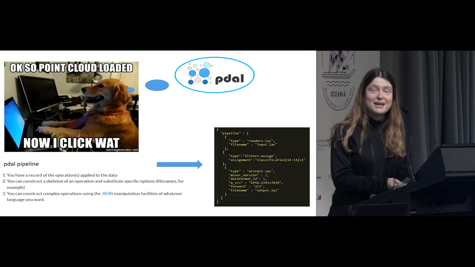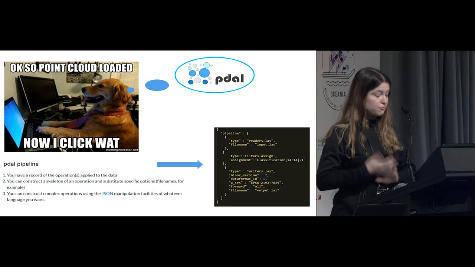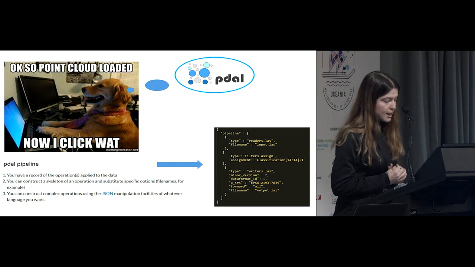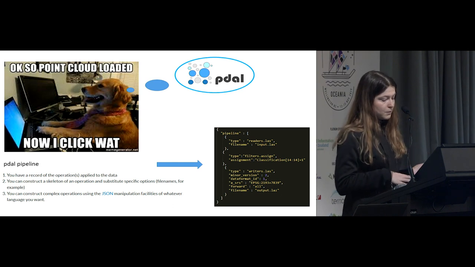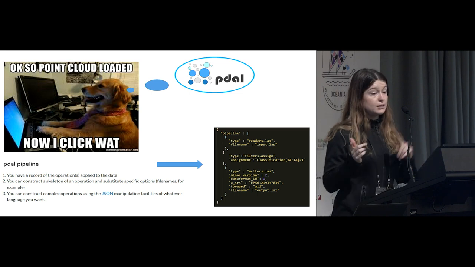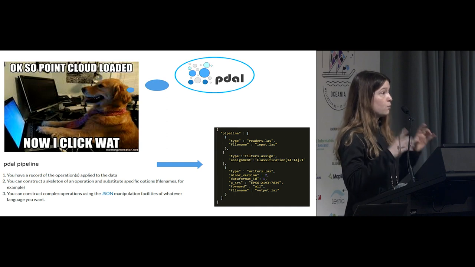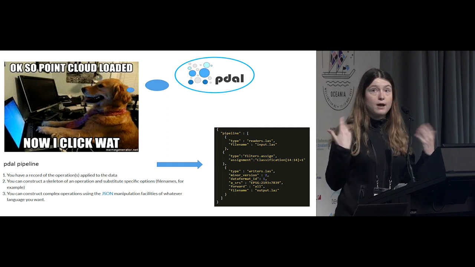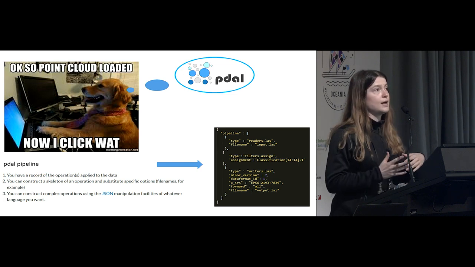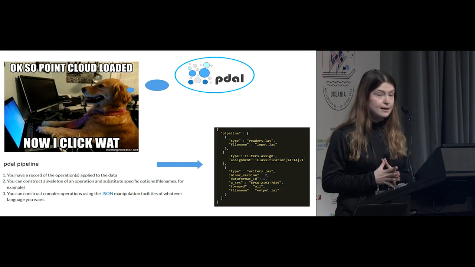PDAL is another great piece of open source LiDAR processing software. It has a really broad range of tools and applications. I'll just skim over these. An example is you can translate from one point cloud format to another. This software has the most complete set of point cloud file format drivers that are available through open source software. You can also remove noise, you can identify ground points, as well as splitting and merging point cloud data.